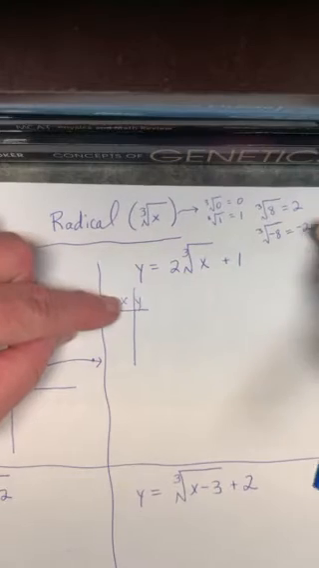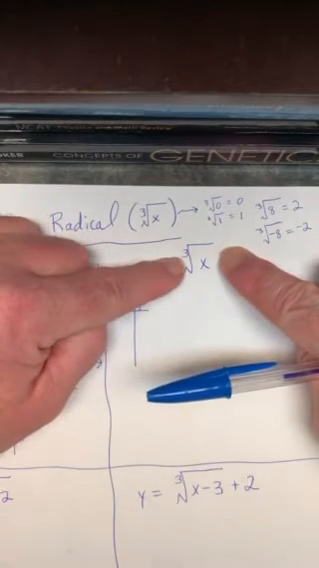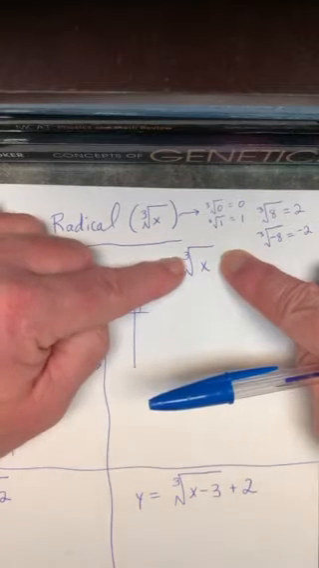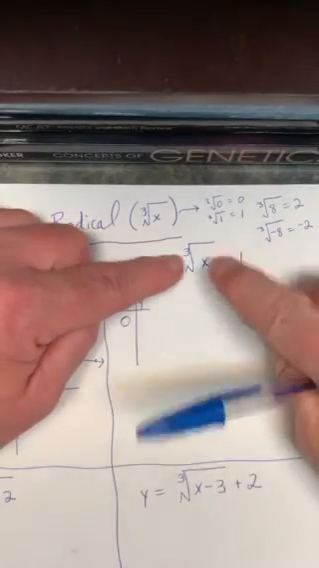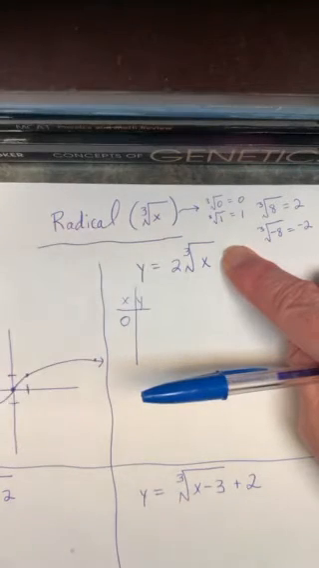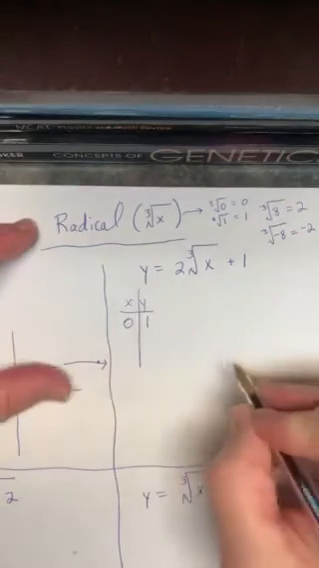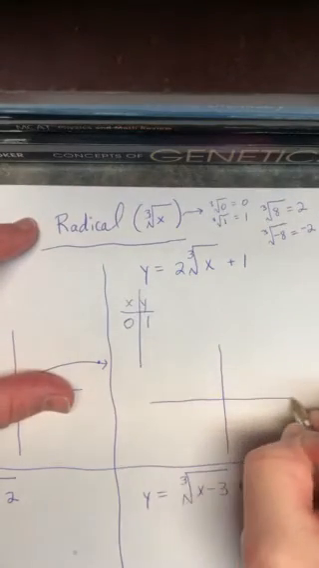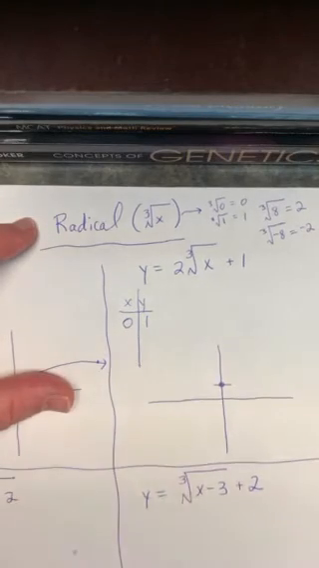Make an XY table. Now ignore the 1 and ignore the 2. I want to make the cube root box become a 0, don't I? So what number would I plug in? Obviously 0 again. Here we go. Plug 0 in for x. What's the cube root of 0? 0 times 2 is still 0, plus 1 gives me 1. So my starting dot is at 0, 1, which is right there.